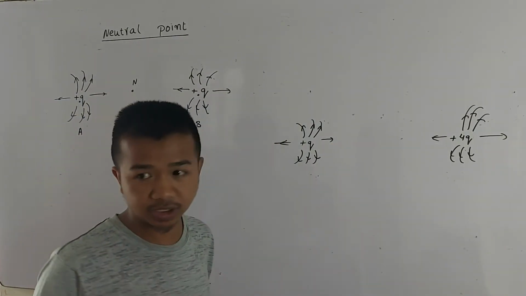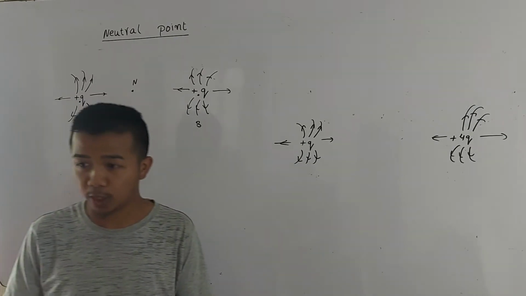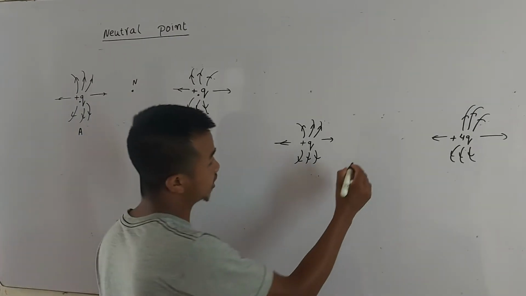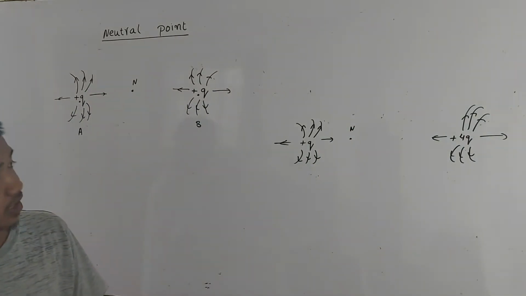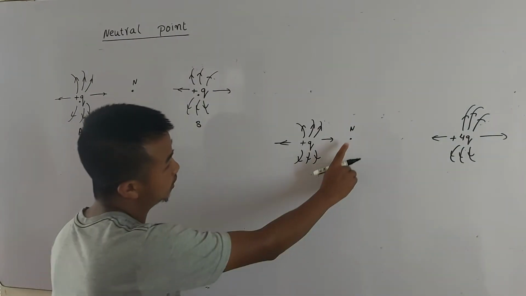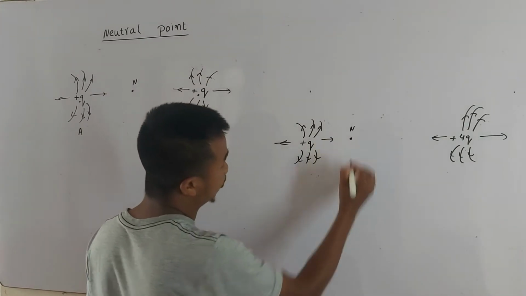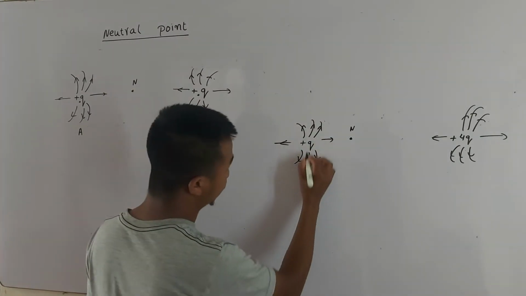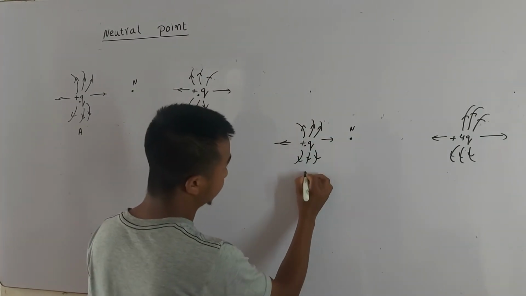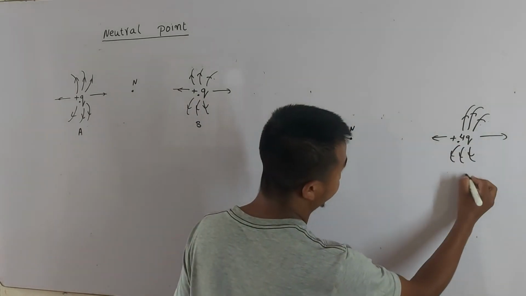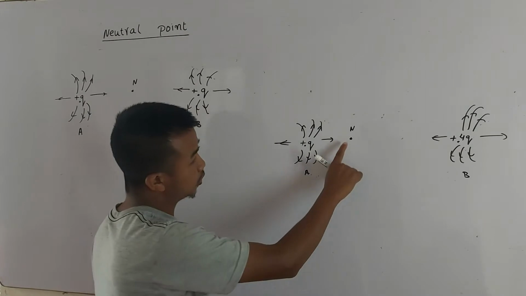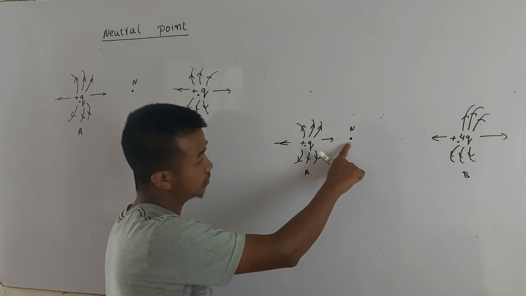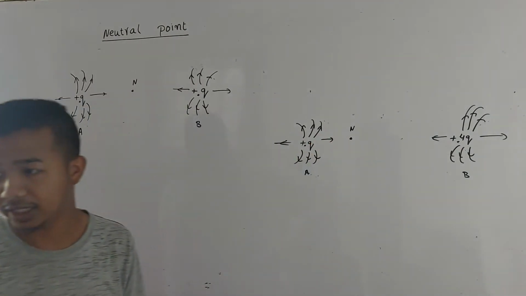Now we will find the position of the neutral point. First of all, we don't know where the neutral point is. So let us consider somewhere here, N is the neutral point, with A here and this point B. If we place a charge here, it will not experience any force.